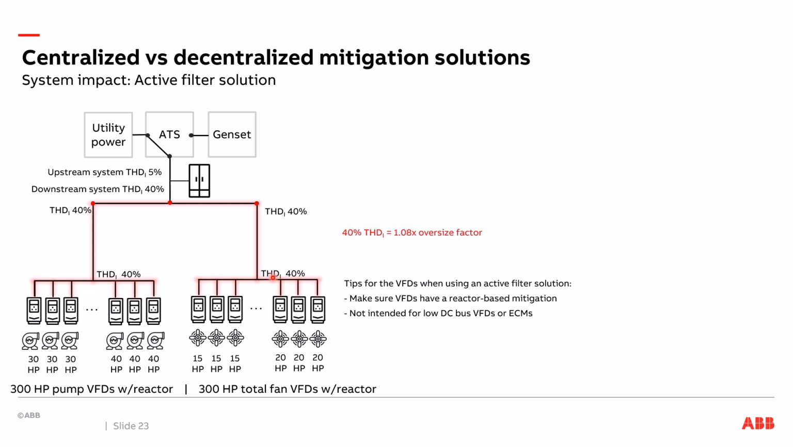Even with that 40% current distortion, you still have a little bit of an oversize factor on your wires and your cabling and everything upstream, but it's not as bad as those drives that are 80% current distortion. So as I've got my current distortion coming upstream, my active filter, essentially noise canceling headphones, takes care of it. So then upstream of it is only 5%. My utility is happy.